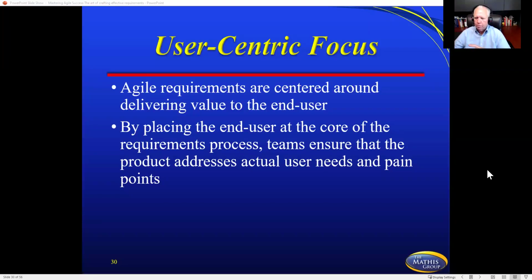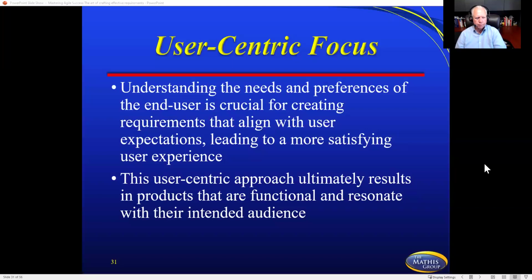That customer is also able to refresh that in our eyes because they're going to be at a demo in 3 weeks and tell us, yes, I like that, or this is something that's a little off from what I thought. And so that's keeping the customer in the forefront. Understanding the needs and preferences of the end user is crucial for creating requirements that align with user expectations, leading to a more satisfying user experience. The user-centric approach ultimately results in products that are functional and resonate with their intended audience.